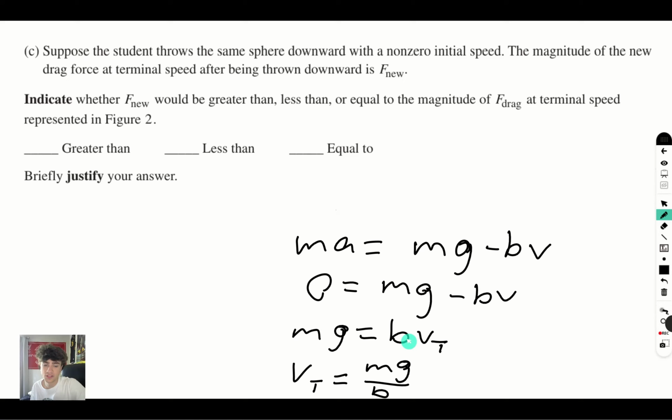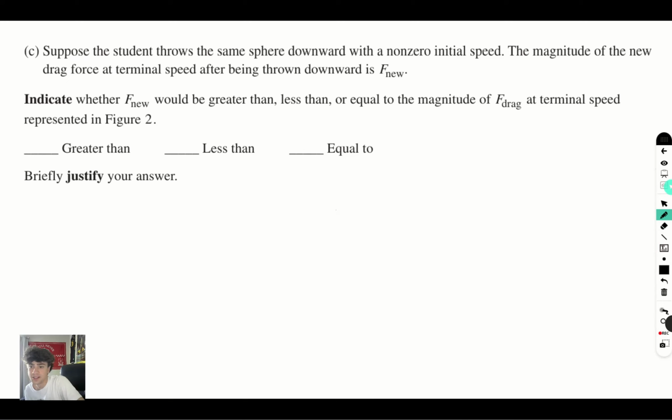g is our gravity, which obviously is not going to change, and b is the coefficient that has to do with how aerodynamic our ball is, which also has not changed within the experiment. So due to all these factors staying the same, our terminal velocity is going to stay the same as well. And since our terminal velocity stays the same and our coefficient b stays the same, Fdrag is also going to be the same at terminal speed. Alright, let's head to the next part.